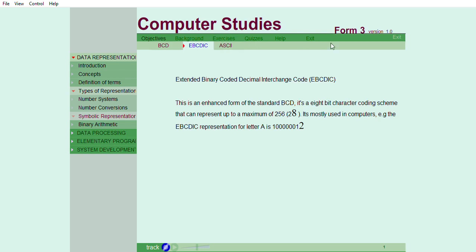Extended Binary Coded Decimal Interchange Code, EBCDIC. This is an enhanced form of the standard BCD, and it's an 8-bit character coding system that represents up to a maximum of 256, which is 2 to the power of 8. It's mostly used in computers. For example, the EBCDIC representation of the letter A is 1, 0, 0, 0, 0, 0, 0, 1 to the base of 2.